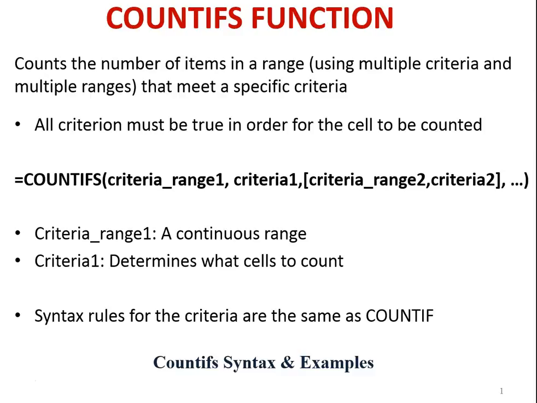The criteria range 1 argument is the continuous range to be evaluated. The criteria 1 argument determines what cells to count in that range. Criteria range 2 is the second continuous range to be evaluated, and criteria 2 determines what cells to count in that range. Syntax rules for the criteria are the same as COUNTIF.